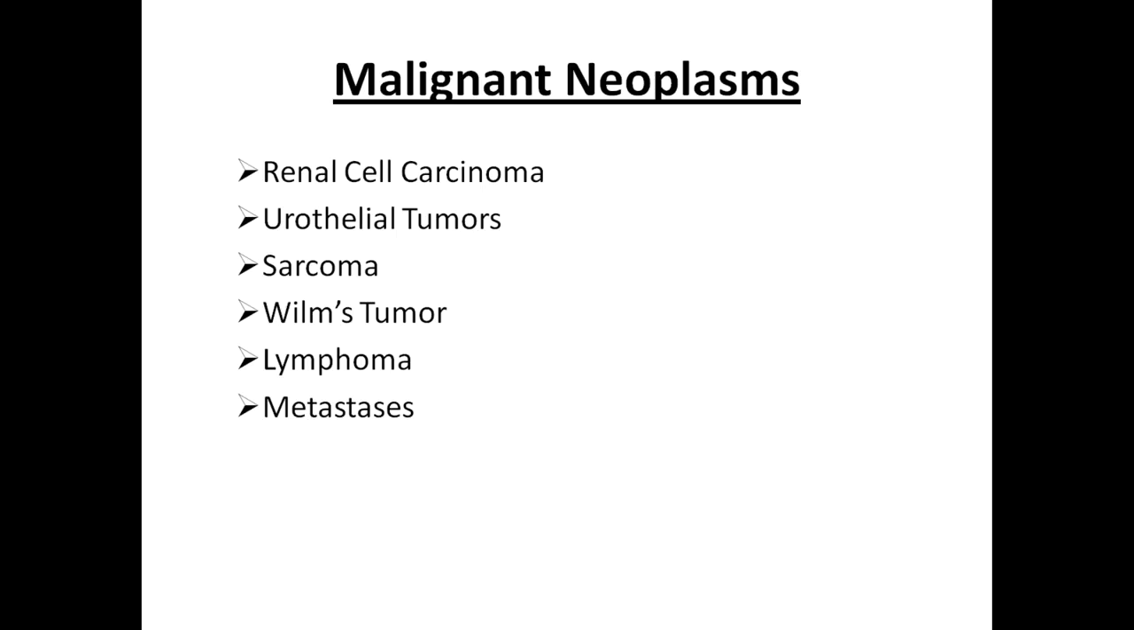The malignant neoplasms, the most common one is the renal cell carcinoma. Then the urothelial tumors. Urothelial tumors are of various types, which we will tell you later. Then sarcomas, Wilms' tumor, which is more of a childhood tumor. Then lymphomas and metastasis from different organs.